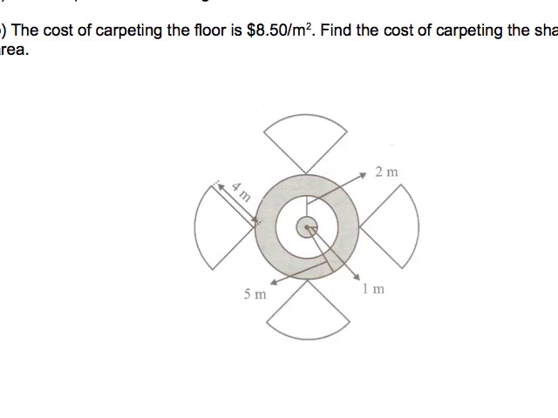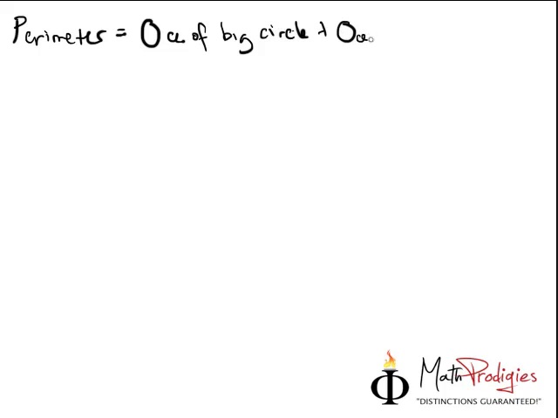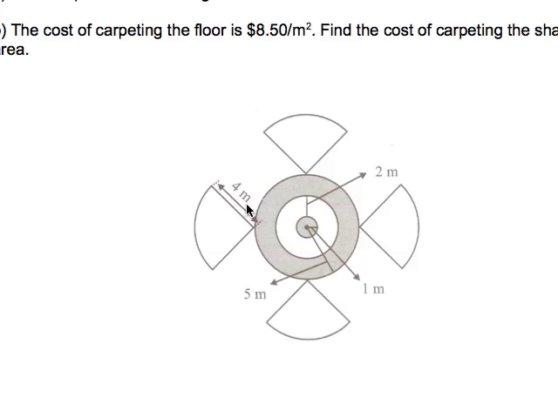Okay, let's do this. Very simply, write down a simple formula. The perimeter of the figure is equal to the circumference of the big circle, plus the circumference of the 4 quadrants. You should write it down. Plus what? Take a look here. This is 4 meters over here.